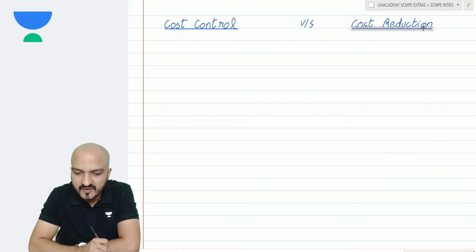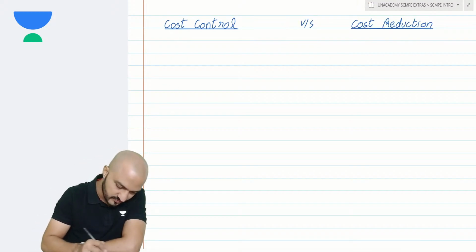Yes, Maruti. Comparing actual and estimate is cost control. Yes, that's good. Good, good.